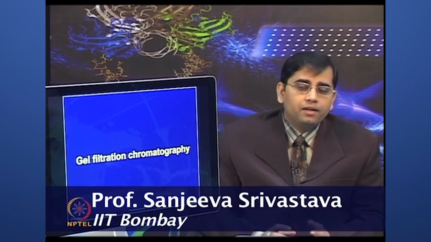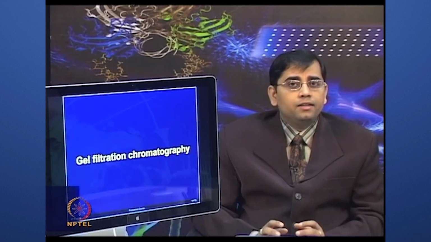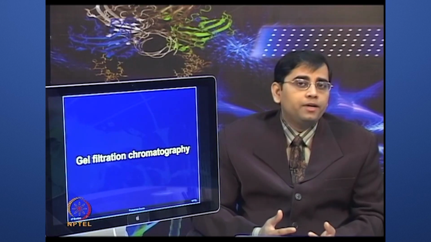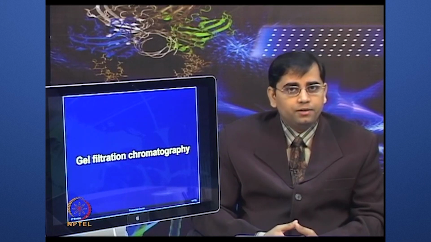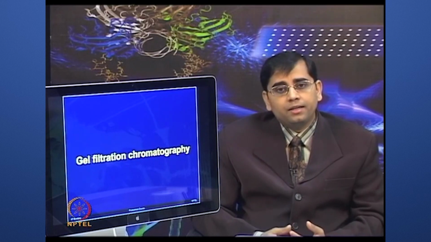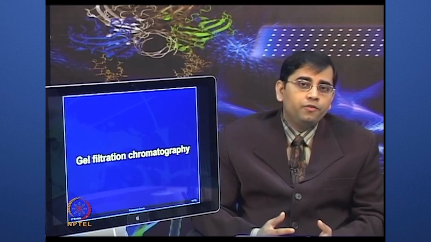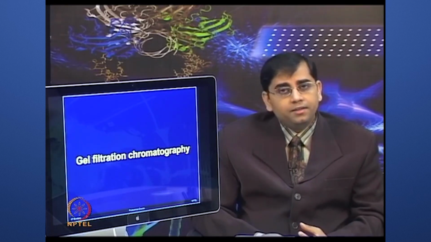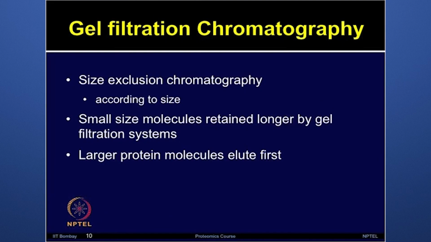If proteins have similar sizes, then gel filtration or size exclusion chromatography is not an appropriate choice for protein purification. This method is also used for various proteomic applications when there is a need to remove contaminants such as salts and low molecular size detergents. Gel filtration chromatography is also known as size exclusion chromatography. It means the molecules are separated according to their size.